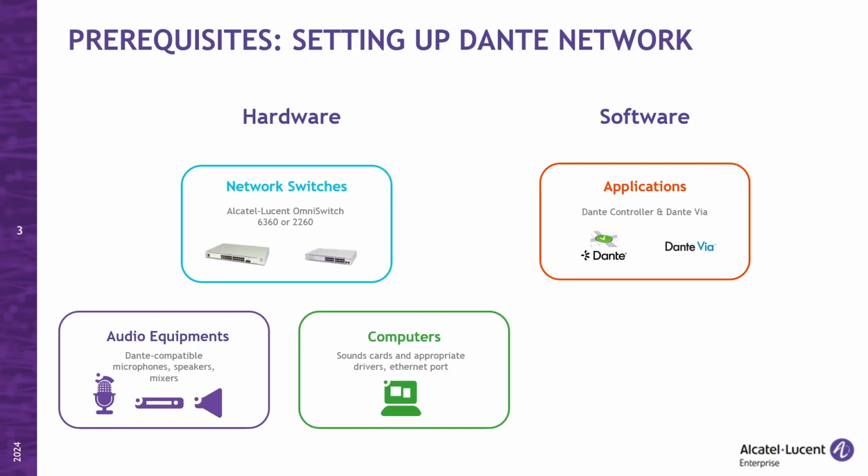Here is what you need. For the hardware, use network switches like the Alcatel-Lucent OmniSwitch 6360 or 2260 to manage the audio data efficiently. Then, for the audio equipment, you can equip your setup with Dante-compatible microphones, speakers, and mixers for optimal sound capture and output. For the computers, ensure they have sound cards, the correct drivers, and an Ethernet port for network connectivity. And lastly, for the software, you can install Dante Controller to configure and manage your network. And if you use non-Dante devices, you can also install Dante Via.